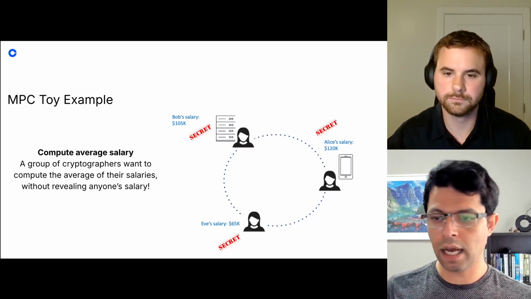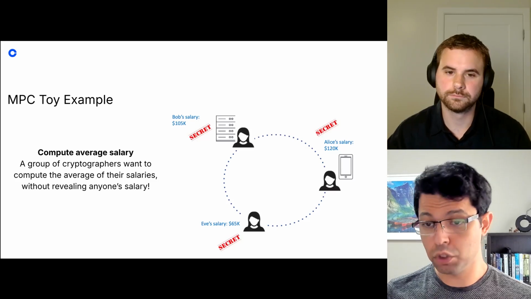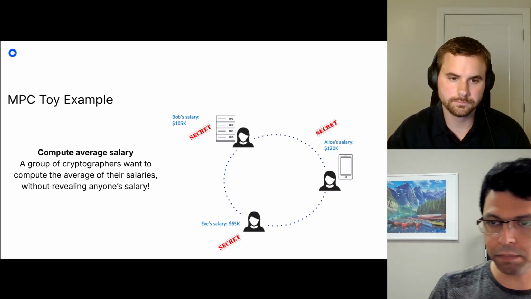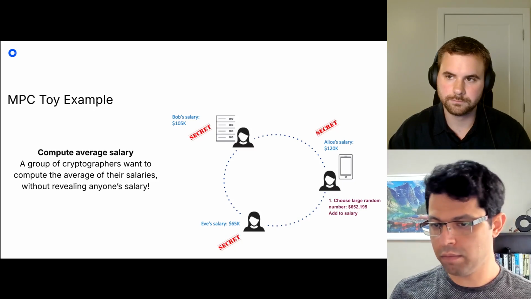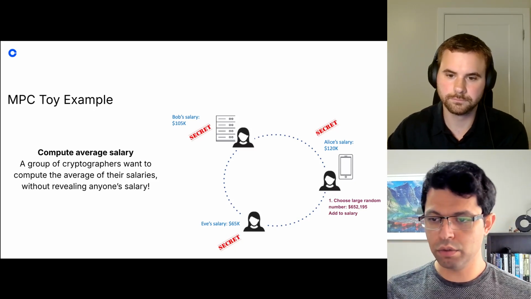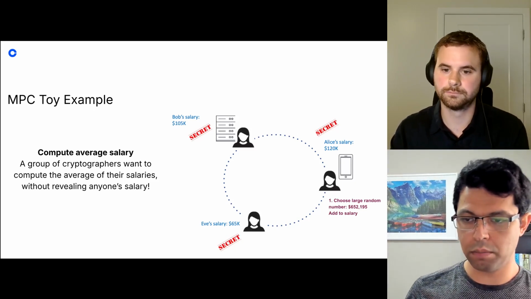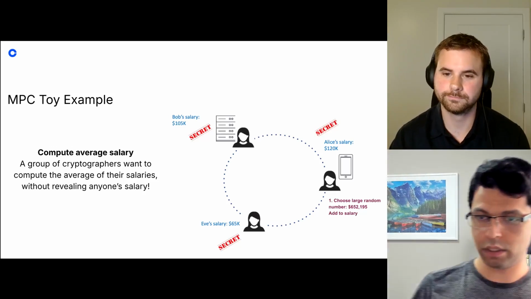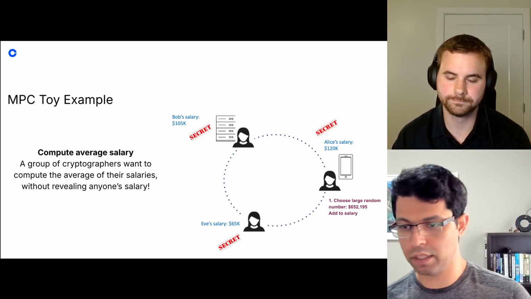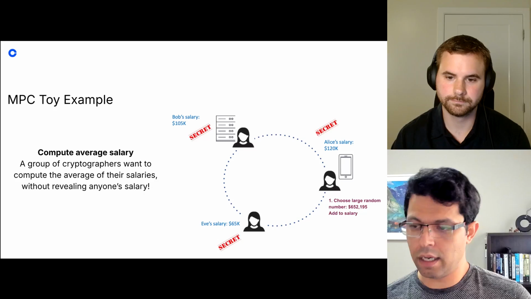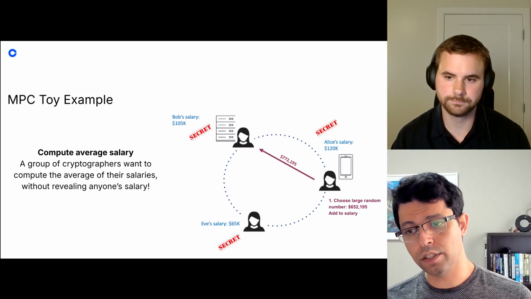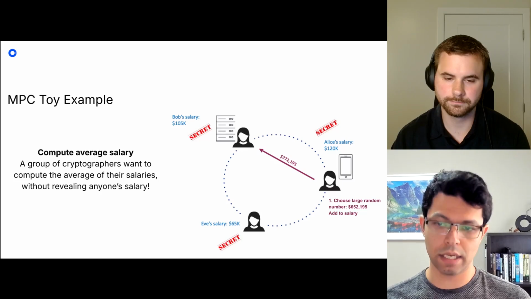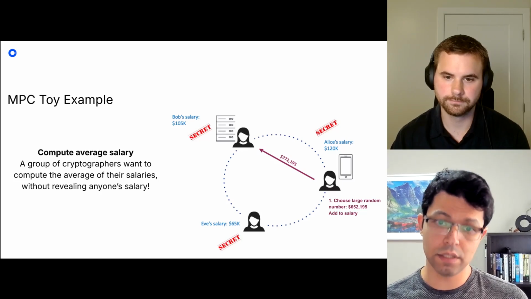So let's see how we can do this with a simple toy example. Alice is earning 120K, right? She is going to choose a large random number, something very, very over what the typical salary in her field is going to be. So for example, 652,195, right? And then she's going to add that to her salary and send the result to Bob.